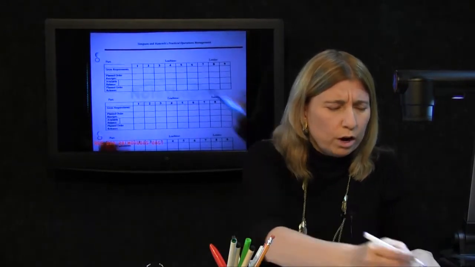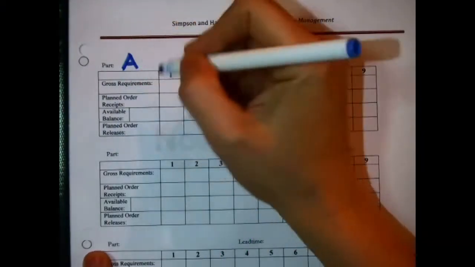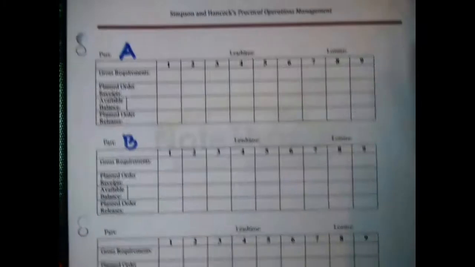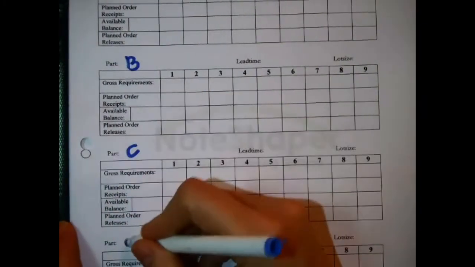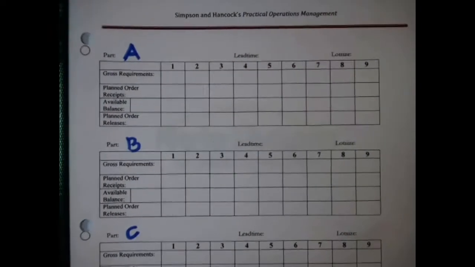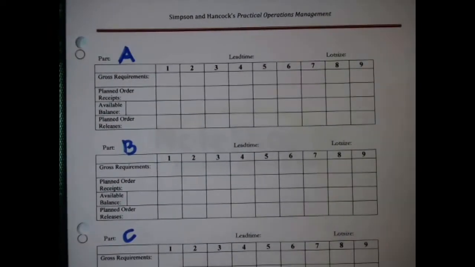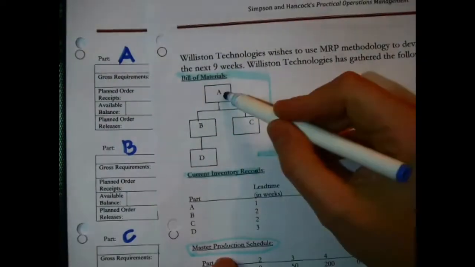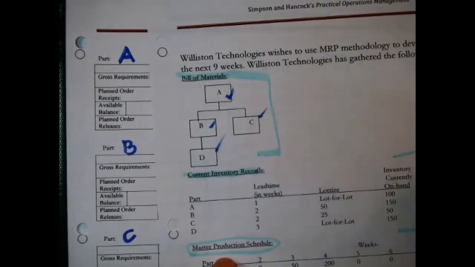First, I need one record for every item in the bill of materials. So, well, that's pretty easy. I'm just going to label the 4 blank records that I have with the note frame. Then, wait a minute. What information do I have? Okay, I've set one record up for each one of these.